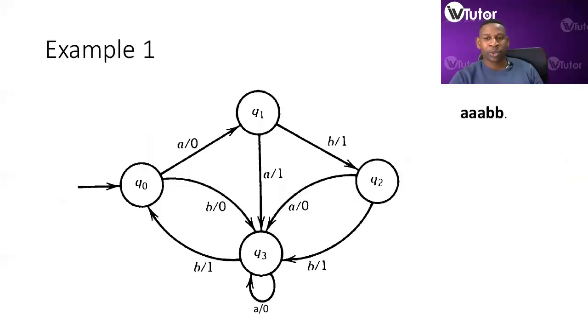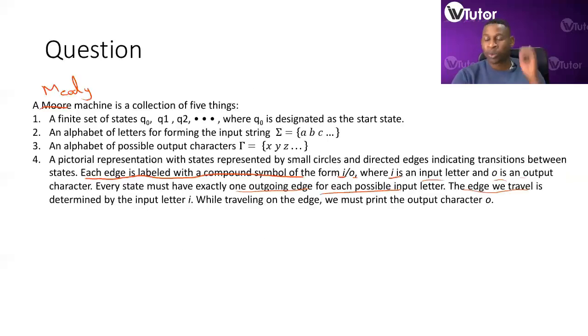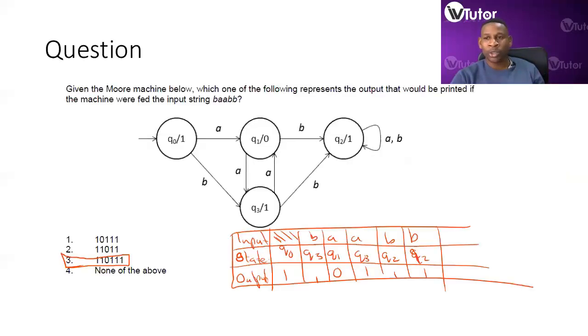So if we're given this, right, if we look into this, we'll see that we cannot form a summary table here, because the summary table we could do for the Moore machine because the output was based on each state.